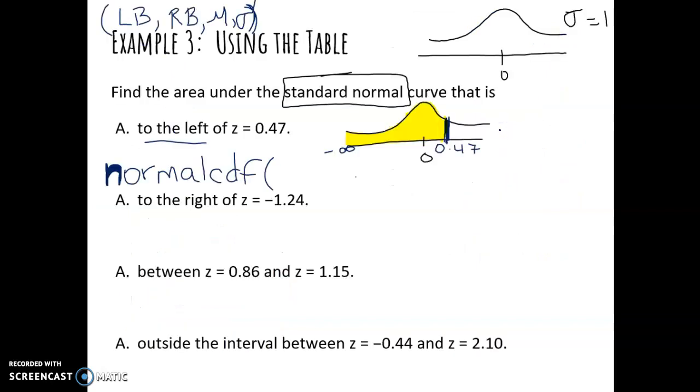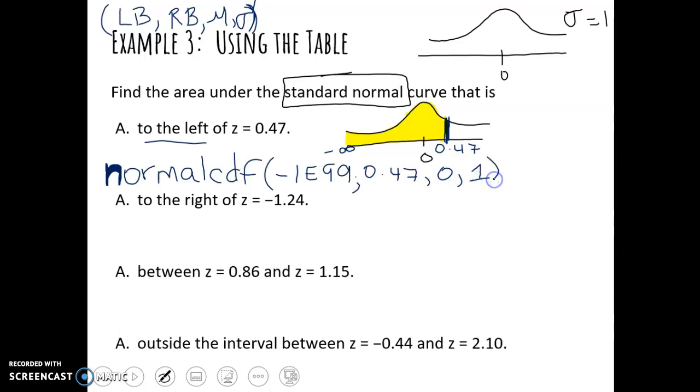All right, back to our other screen. So we want to go from negative infinity to 0.47 to find the area to the left of 0.47. So negative infinity, I'm going to type in -1e99, comma. Then the right boundary, or the upper boundary, is 0.47, comma. Then the mean is 0, and we follow that with a comma. Standard deviation is 1. This is how we would show our work. We would write out normalCDF. You would write the left boundary, right boundary, mean, and standard deviation in parentheses, separated by commas. That is how you show the work for something like this.